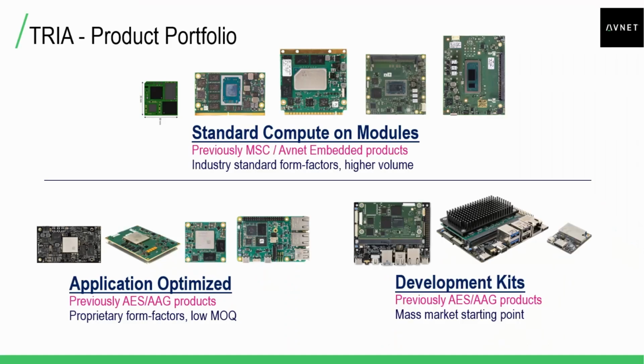So here's how we break down the product portfolio at Tria. You have the standard compute on module form factor. This is previously MSC or Avnet embedded products, if you're familiar. These are industry standard form factors for higher volume use cases. There's the application optimized boards, previously AES or advanced application group products. These are proprietary form factors and usually lower MOQ, like RZ board would fall under this category. And then lastly, there's development kits, also under the AES or advanced application group products. These are a good starting point for the mass market.